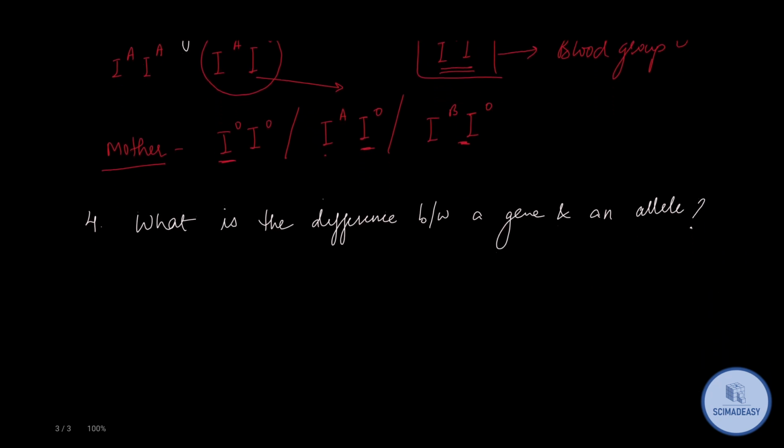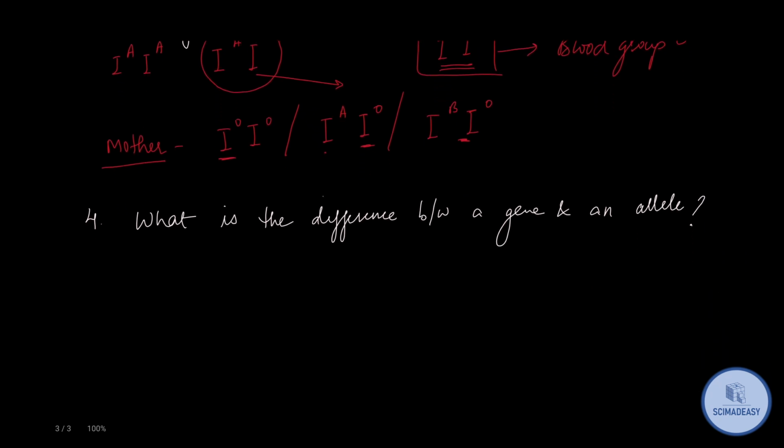Moving on to the last question. What is the difference between a gene and an allele? A gene is the one that describes the phenotype in an individual. Allele is the one that gives the two copies for each characteristic trait.